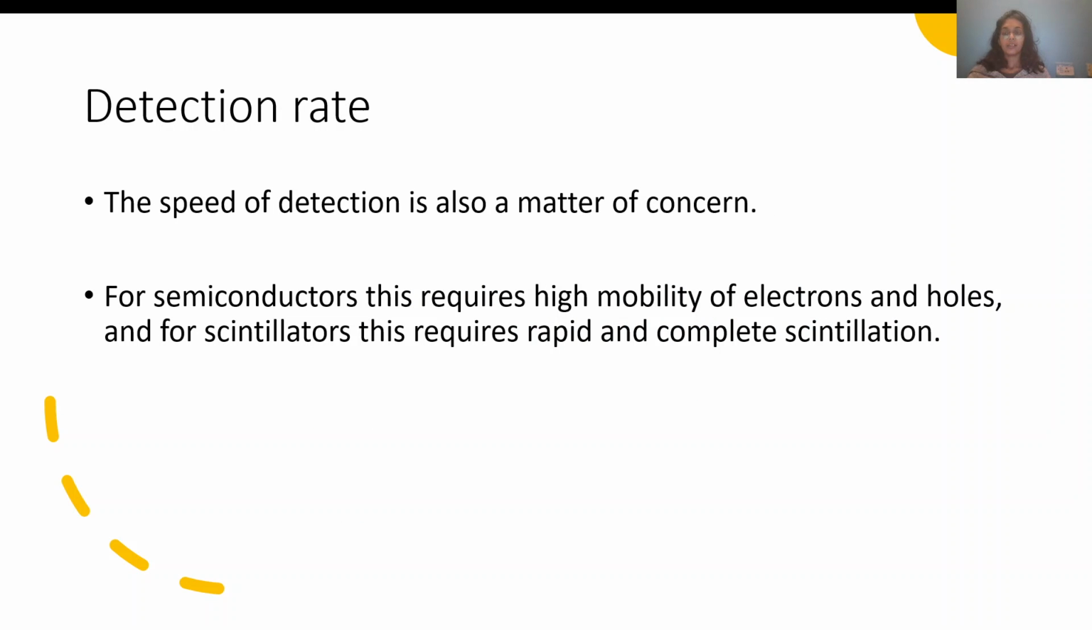Next metric is detection rate. The speed of the detection is also a matter of concern. For semiconductors, this requires high mobility of electrons and holes, and for scintillators, this requires rapid and complete scintillation. So, this detection rate would also affect the material as we change the material for the detectors.